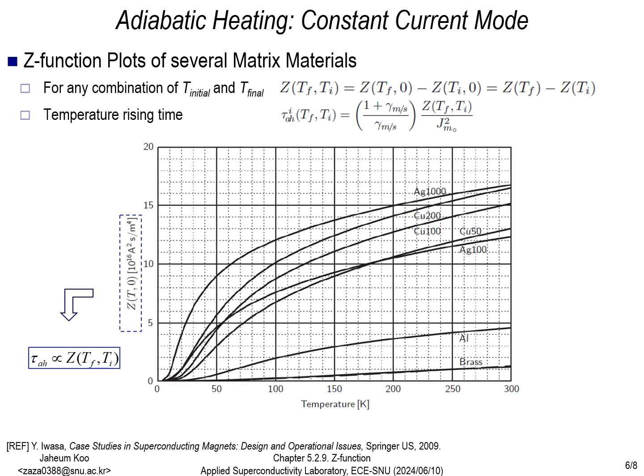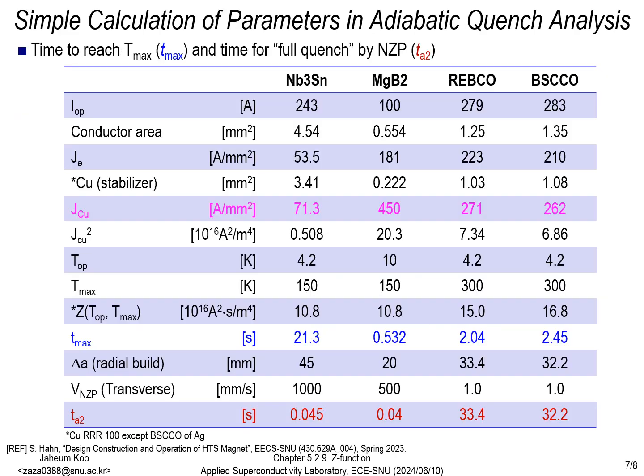Understanding the Z function values and their implications for temperature rising time is crucial for predicting and managing the thermal behavior of materials under operational conditions. There is a simple table calculated using the Z function. This table compares the temperature rising time, denoted as Tmax, with the normal zone propagation time in the transverse direction, as covered in the previous chapter 5.2.2.